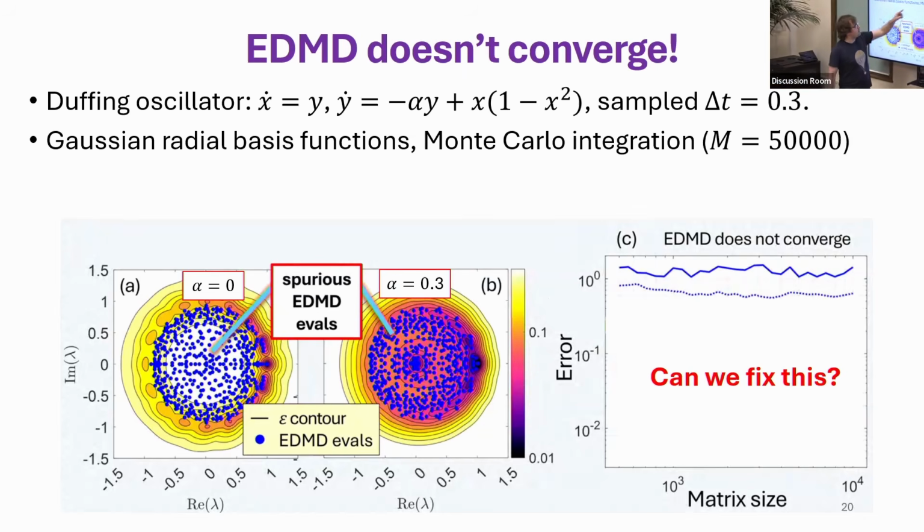There's a parameter here, alpha, which controls the dissipation. If alpha is 0, this is a Hamiltonian system, and the Koopman operator is actually unitary, and you can show that its spectrum is the circle.